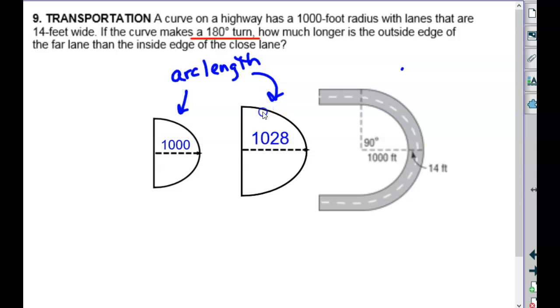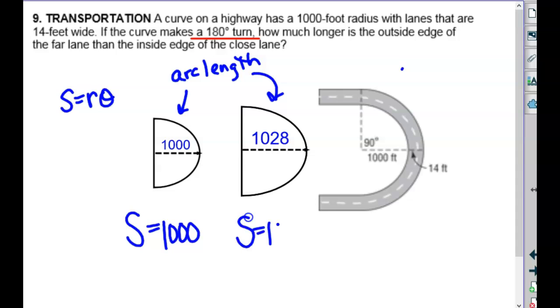The formula we are given for arc length is S equals R theta. Well, we know what R is in both cases. The radius is 1,000, or here the radius is 1028. Each lane is 14, and it wants the far edge over here. That's the way I treated it anyway. That's why I put numbers on here so that we could all do the same thing, because it was a little unclear.